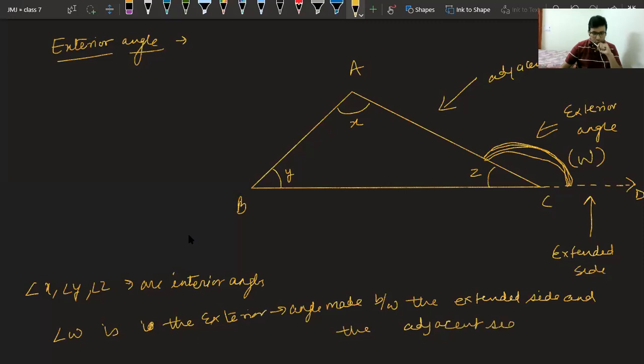Can you tell me what is the relation between this angle W and the interior angles? Class, can you tell me what is the relation between this exterior angle W and the interior angles?